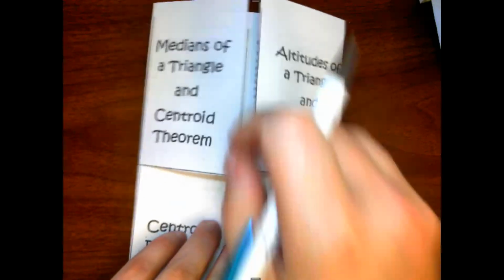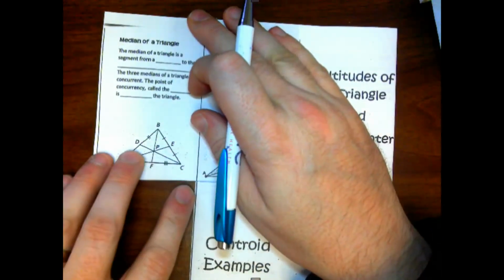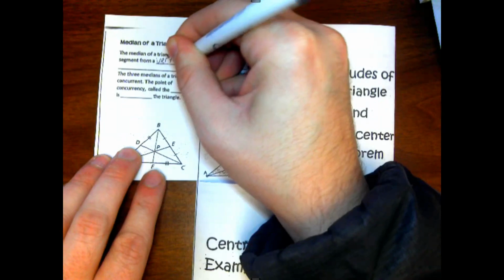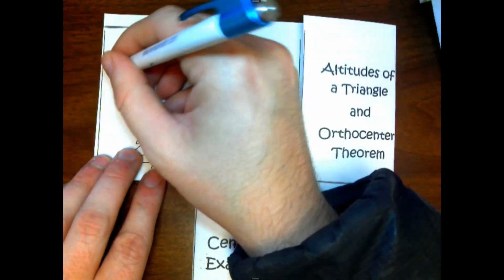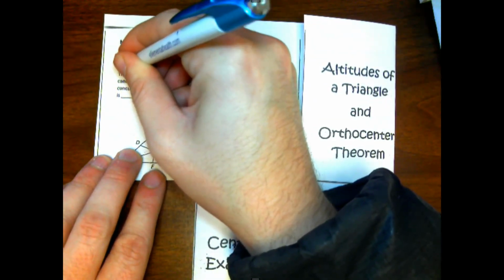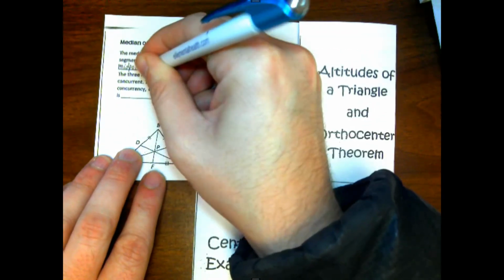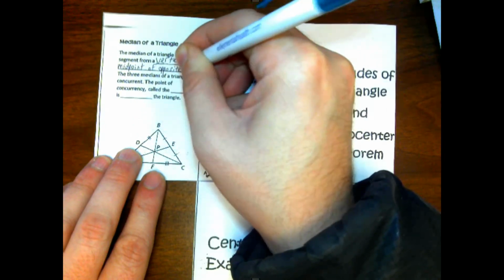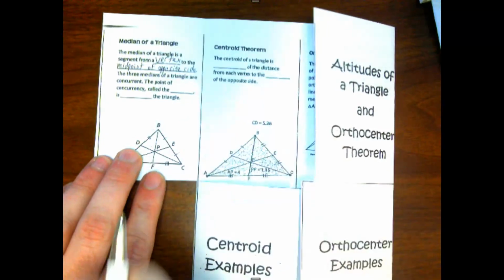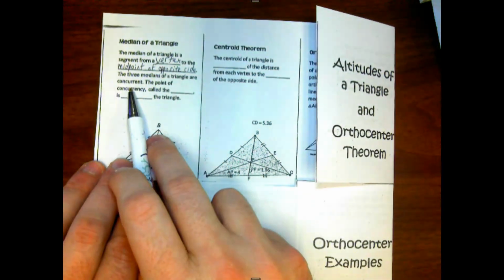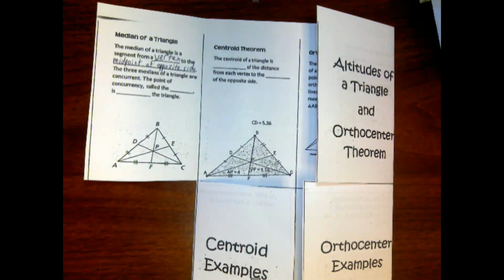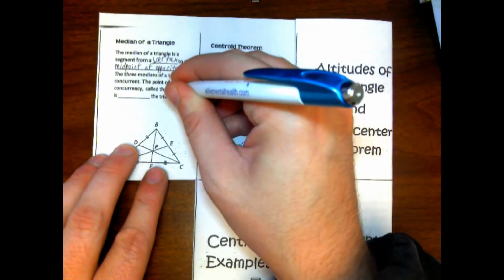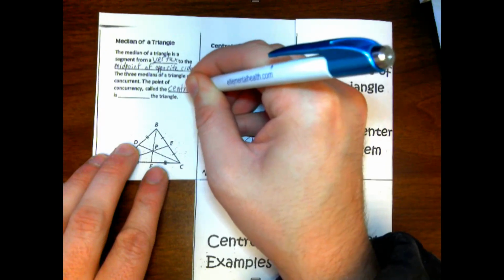First, to reiterate what we already kind of talked about, the median of a triangle is a segment from a vertex to the midpoint of the opposite side. The three medians of a triangle are concurrent, meaning that they come together in a single point, and that point of concurrency is called the centroid, and it is inside the triangle.